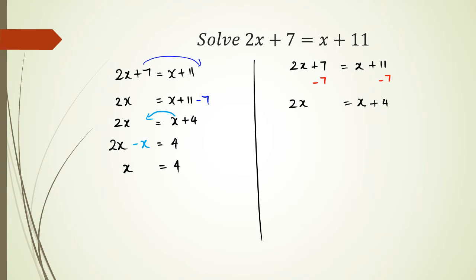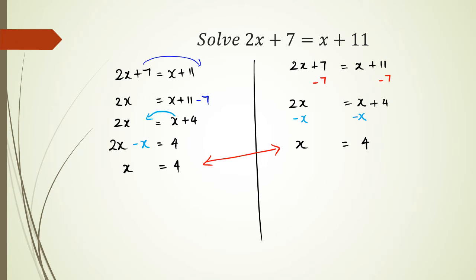Now the next part is I want to get rid of the x from the right hand side. So I've got to take away 1x, and take away 1x on the other side as well. So I'm doing the same thing to both sides of the equation. 2x minus x, that's x. x minus x is 0, and 4 is left on the right hand side as it is. And as you can see, two methods, same answer.